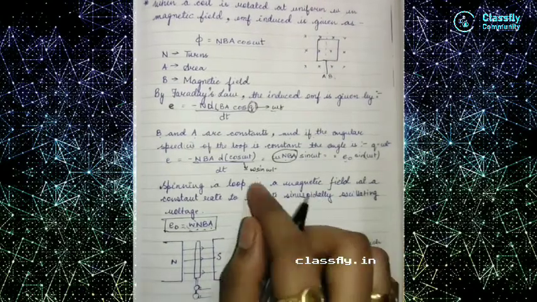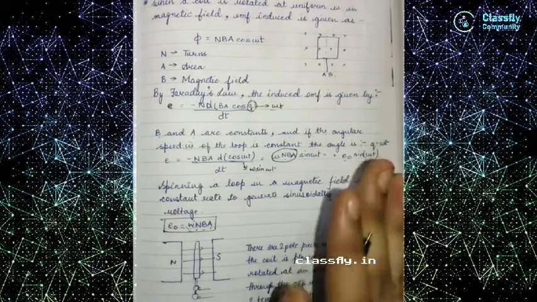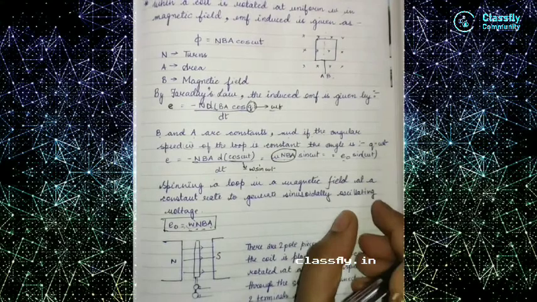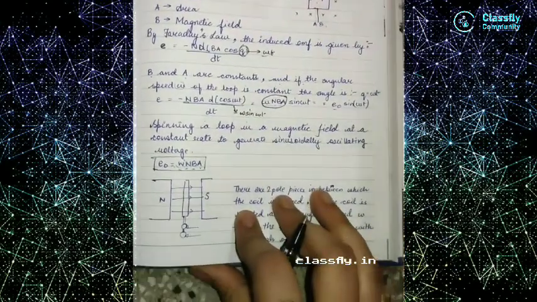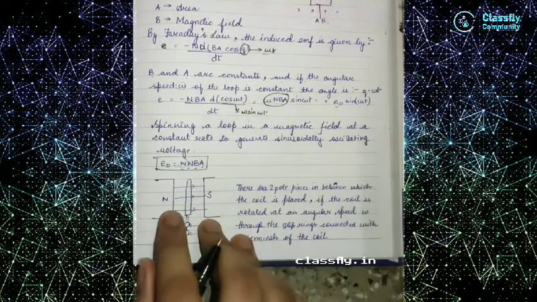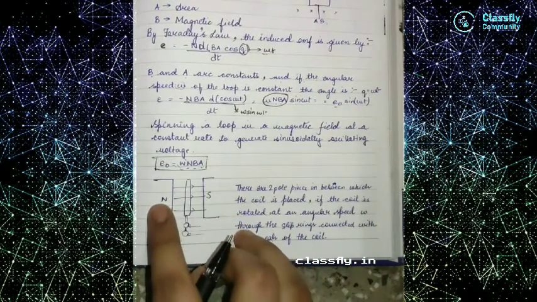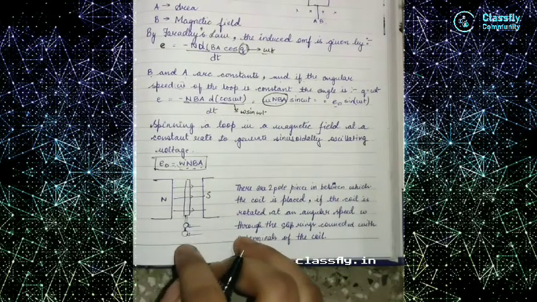So when we spin a loop in a magnetic field at a constant rate, we generate a sinusoidal oscillating voltage. A similar thing we can do like this: there will be two magnets, one north and one south, and a coil with split rings with brushes.